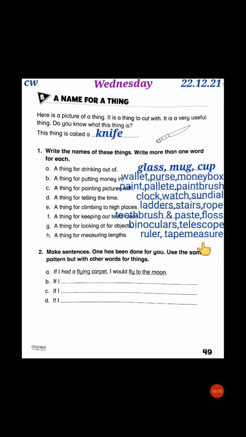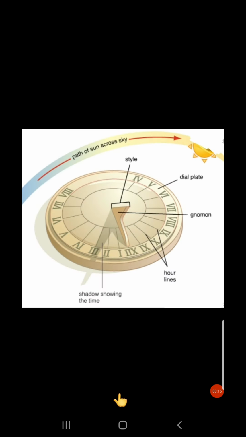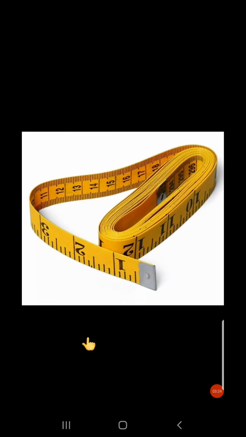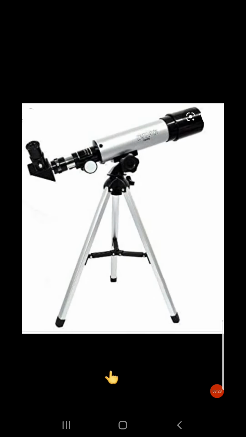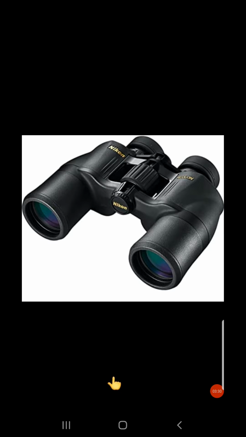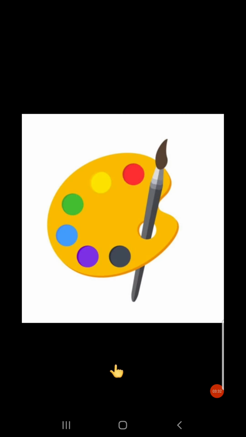Ruler, tape measure. Okay, now you can start doing this work and let me share some pictures with you in order to clear your concepts. This is a sundial, beta. This is the earliest type of timekeeping device. This is tape measure. This is telescope. This is binocular, and this is palette.